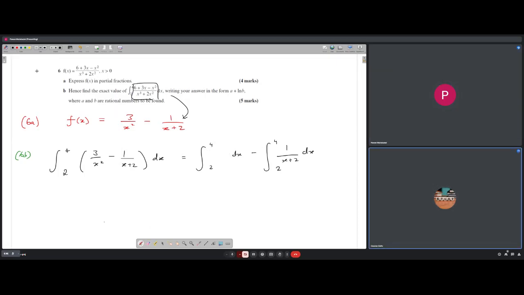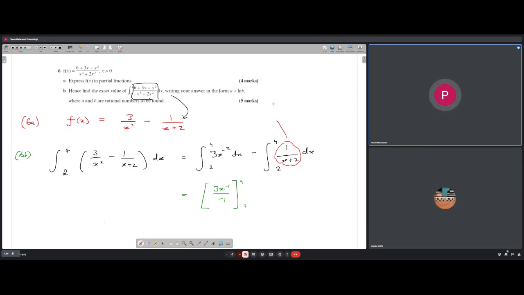So instead of writing 3 all over x squared, you would have 3x to the power of minus 2, like this. If you think about what would happen if you were to integrate that, you just add 1 to the power and divide by minus 1. Okay? And then for this, it's basically like reverse chain rule.